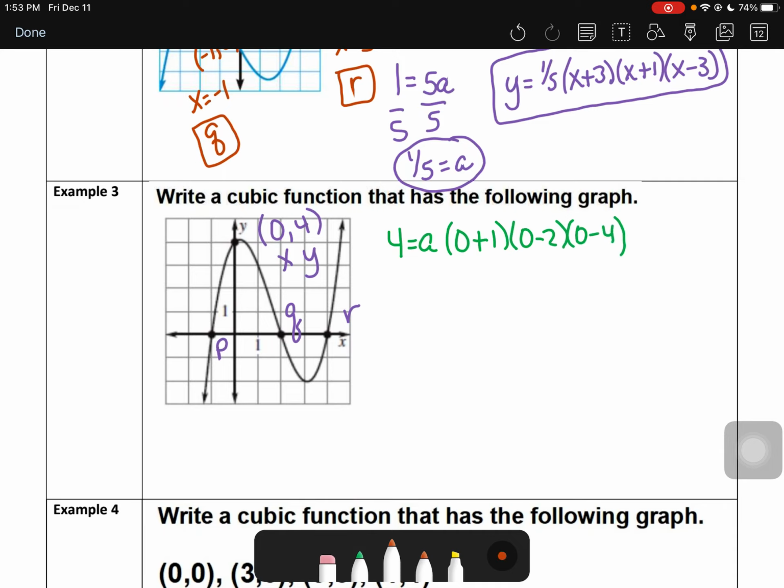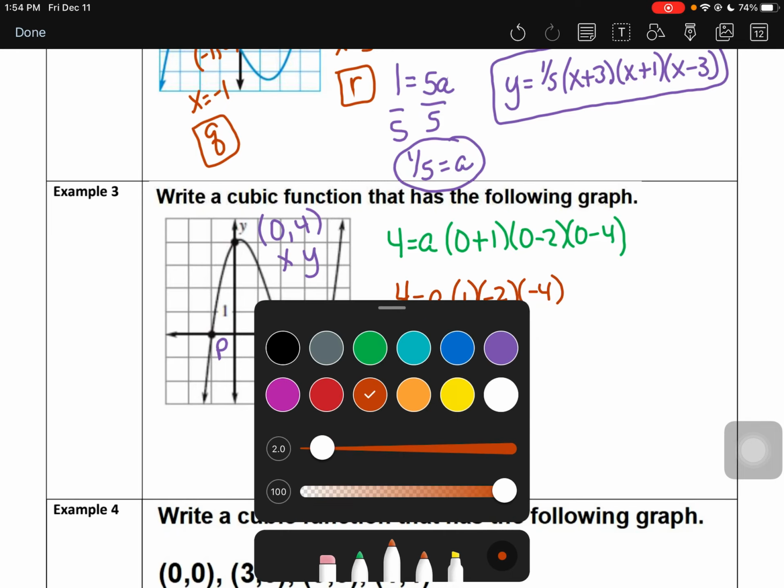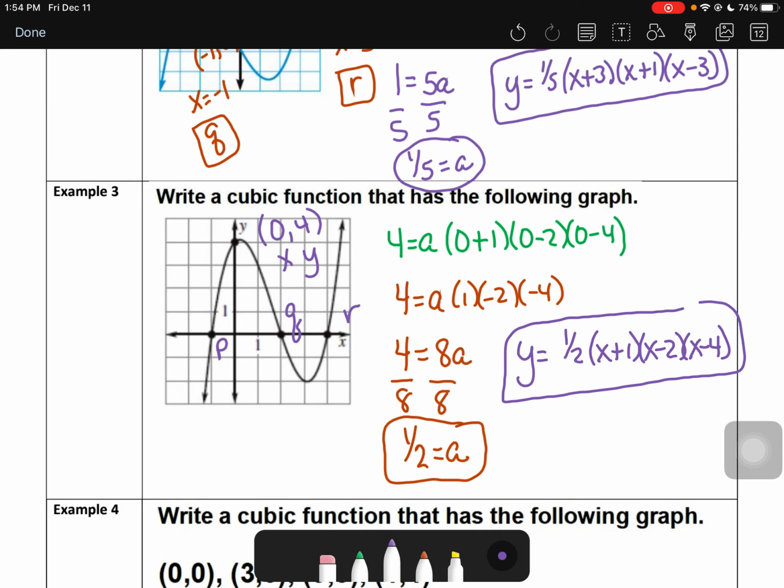Now we're going to calculate. So we have 4 equals a times 1 times negative 2 times negative 4. 4 equals 8a. Divide both sides by 8. So we have 1/2 is equal to a, and that's going to be our leading coefficient. So when we write our equation, we have y equals 1/2, and then we have x plus 1, x minus 2, and x minus 4 as our factors, and we're leaving this in factored form.